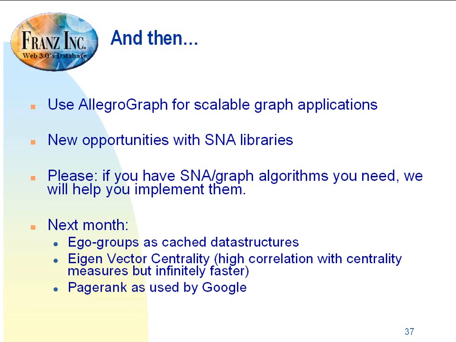We're working on a thing called eigenvector centrality. It's a measure that has a very high correlation with the centrality measures, but it's infinitely faster. And we're almost done with Google's PageRank algorithm, and so within a month you can expect to have those algorithms too. So with that, I want to conclude this presentation, and I would like to see if people have questions for me. There are some questions that have been queued up. It might be best if I just let you read them.